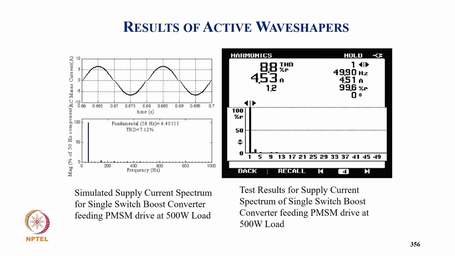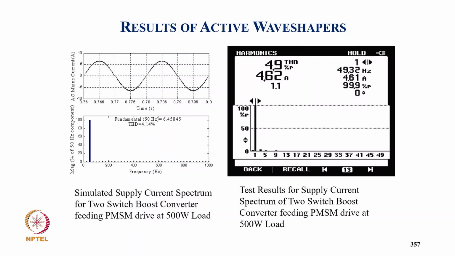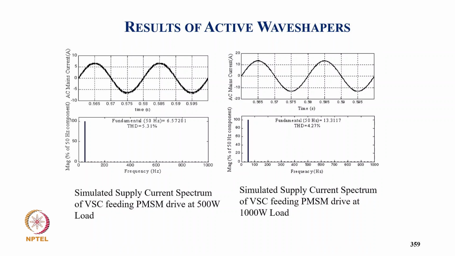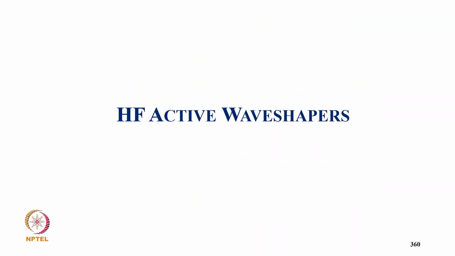Then the harmonics: typically with the single switch, THD is 7.12% simulated and 8.8% experimental, and with the two switch boost converter THD is 4.14% simulated and 4.9% experimental for the supply current. And this is typically for the two switch asymmetrical converter, THD is 6.13% at part load and 4.3% at full load, and then with the voltage source converter, THD is 5.3% at light load and 4.27% at full load.